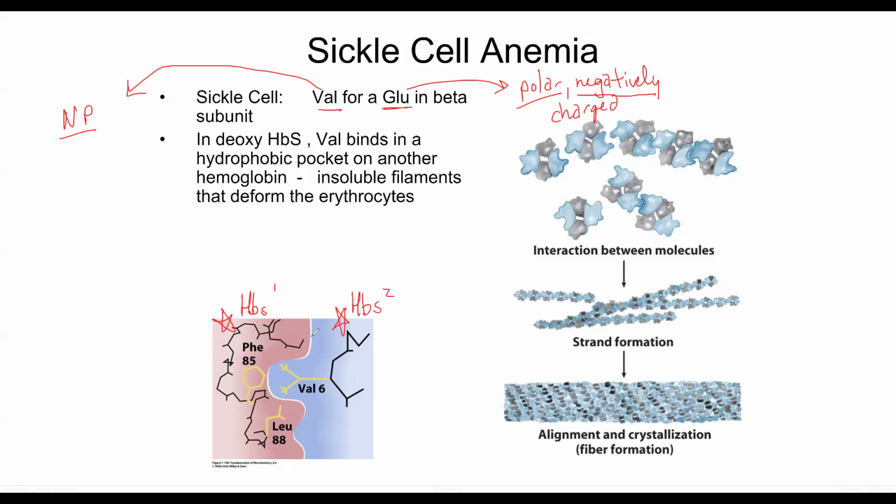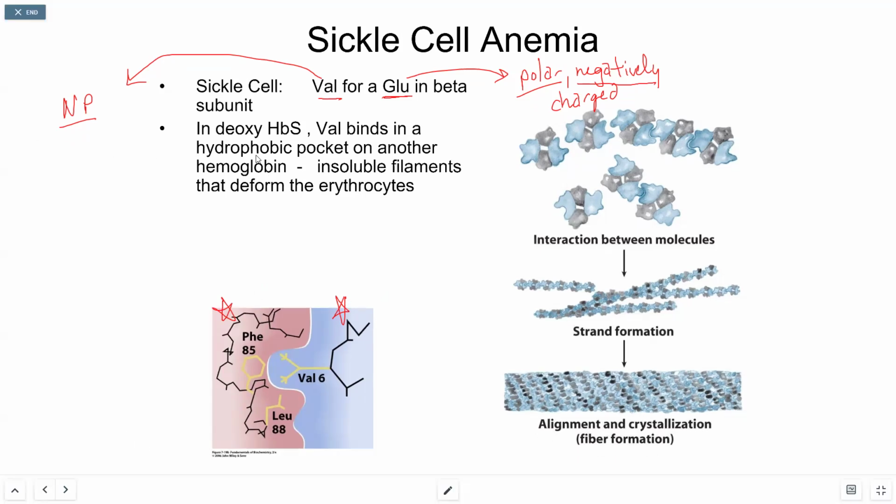So these valines are surface exposed residues. And what do we know about hydrophobic amino acids? They want to get away from water. They want to find other hydrophobic residues or hydrophobic spaces. And so this is an example of that protein doing as much. Now, this valine is going to find a hydrophobic pocket on another hemoglobin.